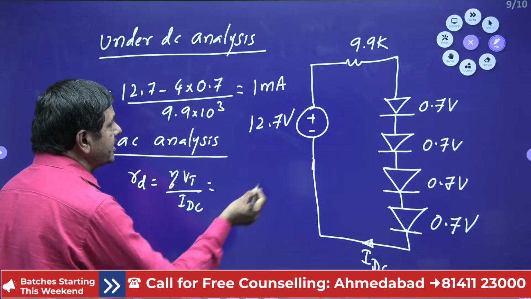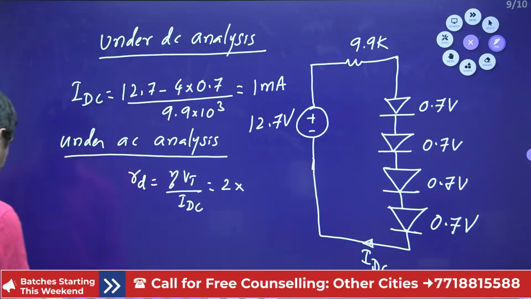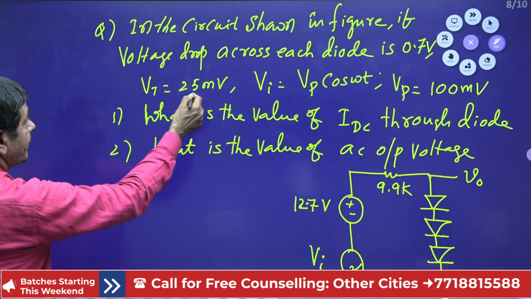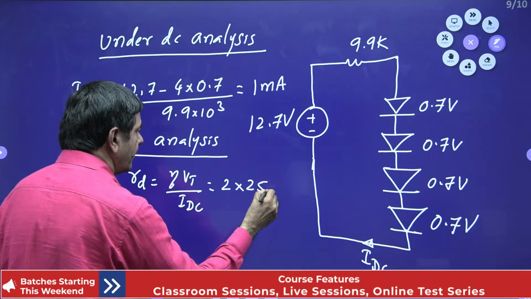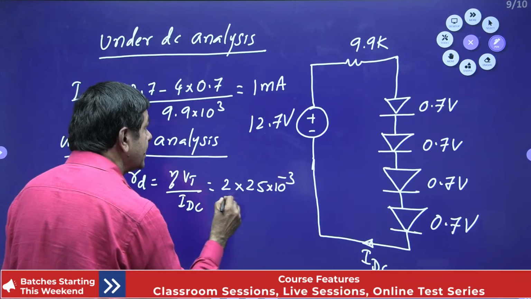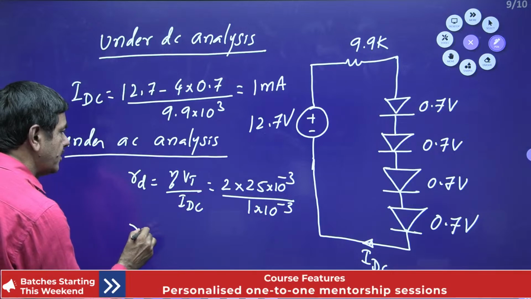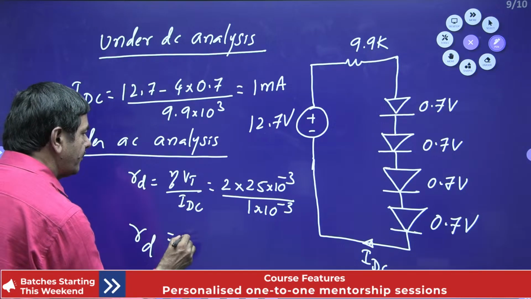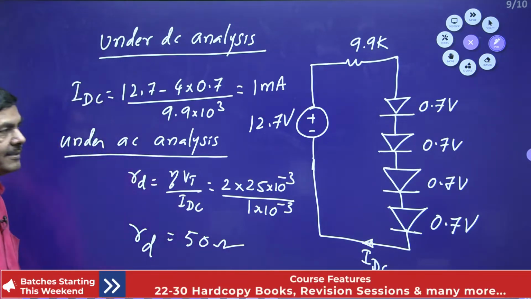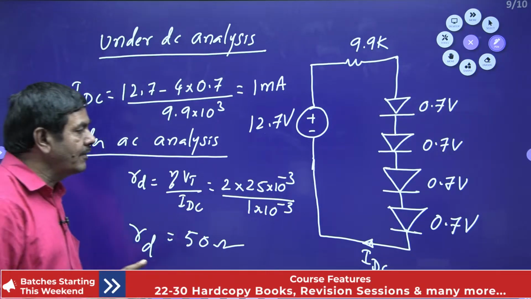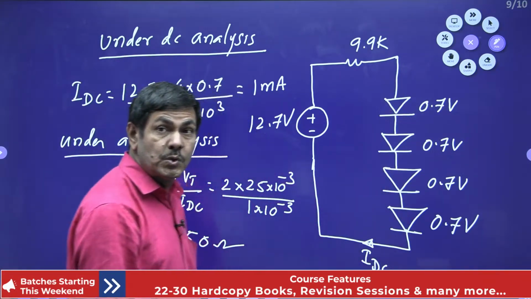Eta is nothing but, as I have taken silicon, 2. Thermal equivalent of voltage, how much is given in the problem? 25 millivolts is given. If it is given 25, you have to put 25. IDC is nothing but 1 milliampere. 25 into 2, 50. These two are cancelled. You will get it in ohms only. This is for one diode, the dynamic resistance. For 4 diodes, 4 into 50, 200 ohms I can get now.